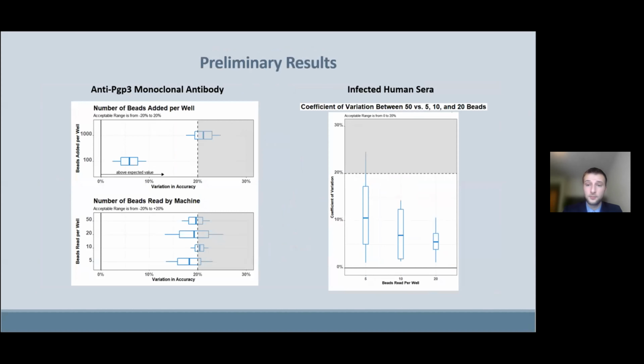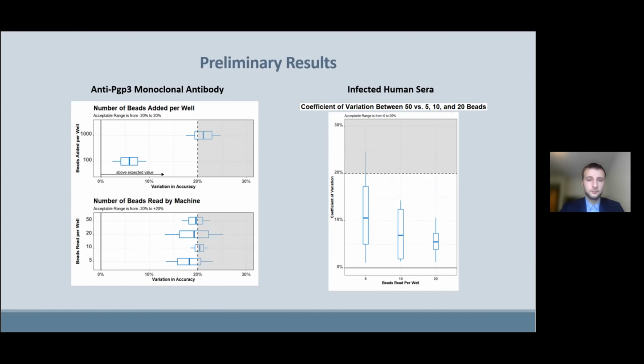Next, let's get on to our results. So let's look at the graphs on the left first, the ones for the anti-PGP3 monoclonal antibody. Our graph on the top is looking at the number of beads added per well, and our graph on the bottom is looking at the number of beads read by the machine. These graphs look at variation in accuracy of our interpolated values from our 5PL curve compared to their actual concentrations. The non-shaded region indicates the acceptable range for variation in accuracy, and the shaded region indicates the non-acceptable range for accuracy.